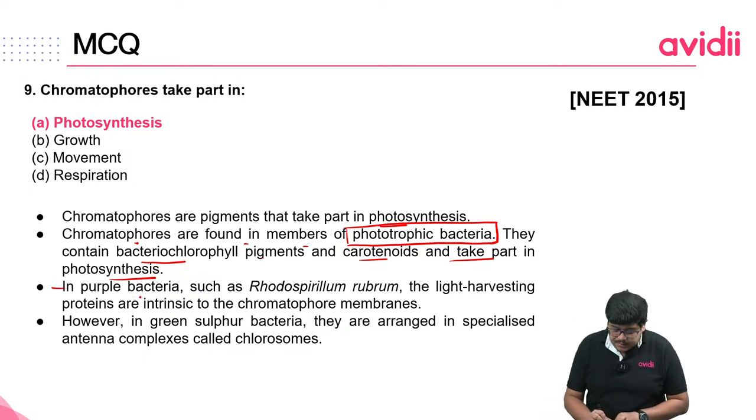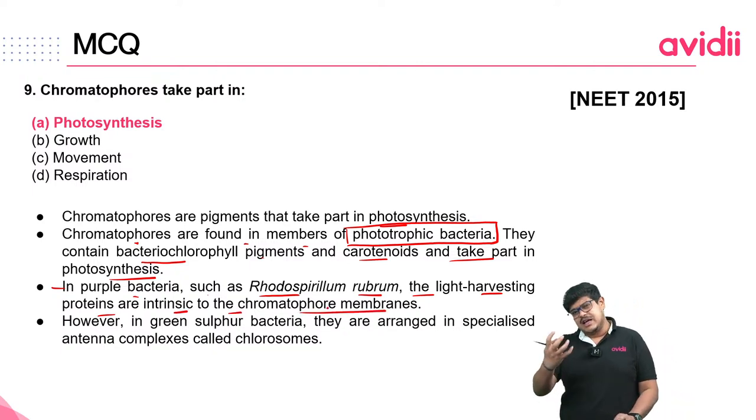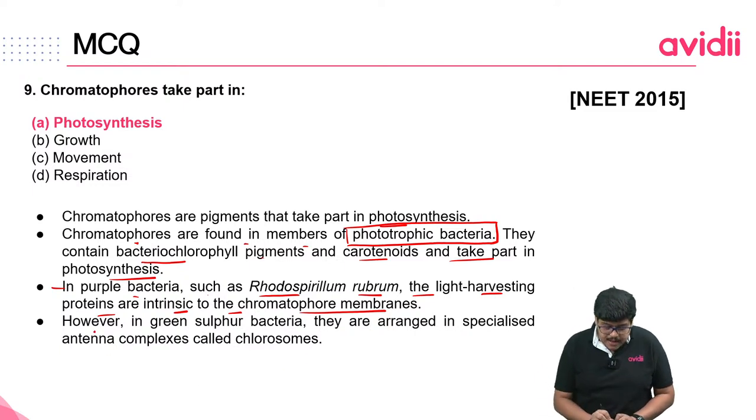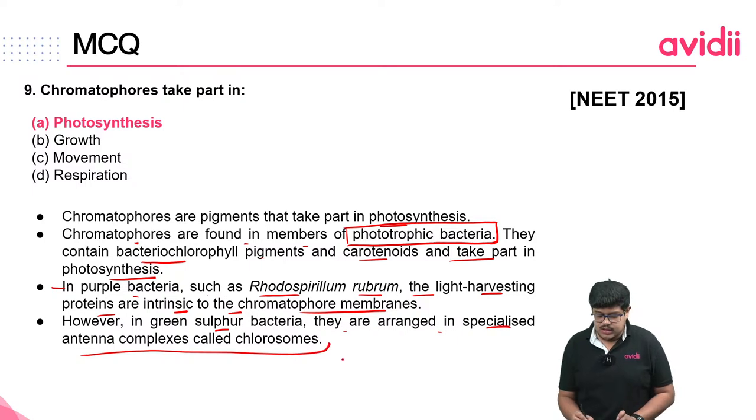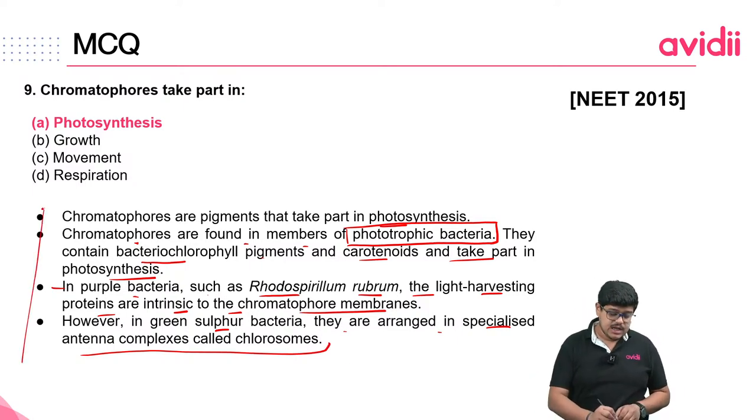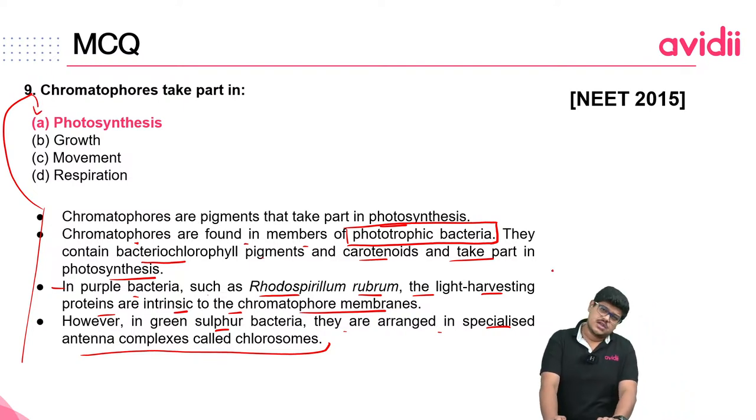Next, in purple bacteria such as Rhodospirillum rubrum, the light harvesting proteins are intrinsic to the chromatophore membranes. So they are present within, embedded in the chromatophores. However, in green sulfur bacteria, they are arranged in a specialized antenna complex called the chlorosome. So whatever the case, we observe that in all these cases, chromatophores are responsible for the photosynthesis process.